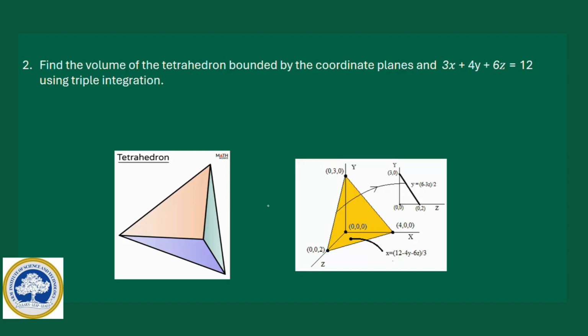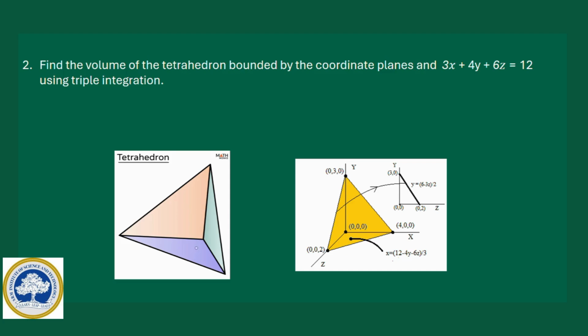In this video, let us see one more question. Find the volume of the tetrahedron bounded by the coordinate planes and the plane 3x plus 4y plus 6z is equal to 12, using triple integration. So tetrahedron means the diagram will be like this. Okay, this is the shape of a tetrahedron, where it will consist of 4 sides.